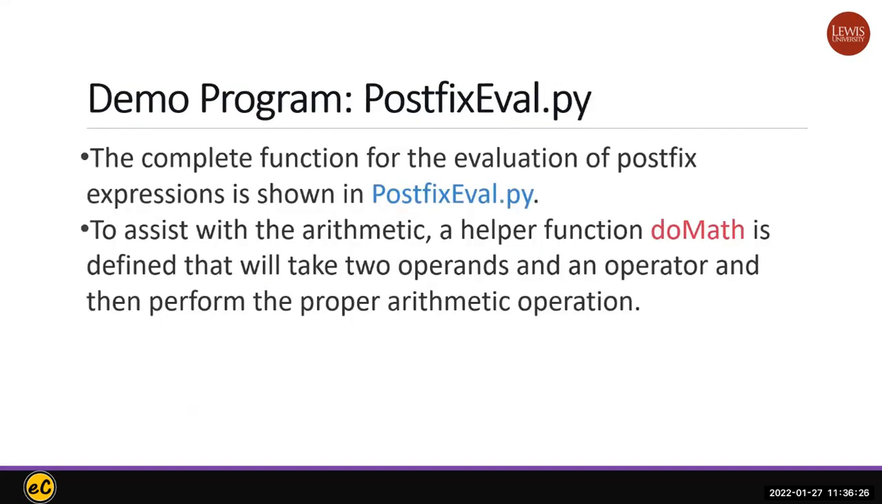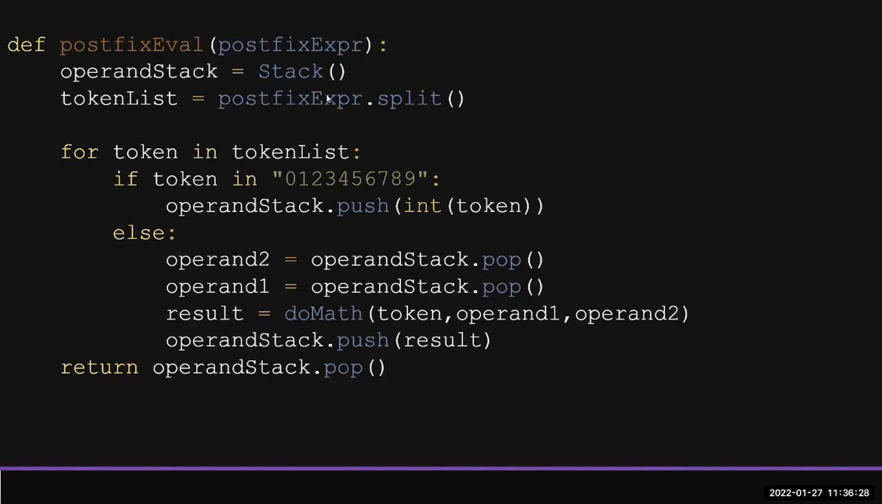So that's the algorithm for evaluation of expressions. Here we have a simple program. You see an expression, you create a stack, and you create a token list. If the token is a number, then you push the token to the operand stack.